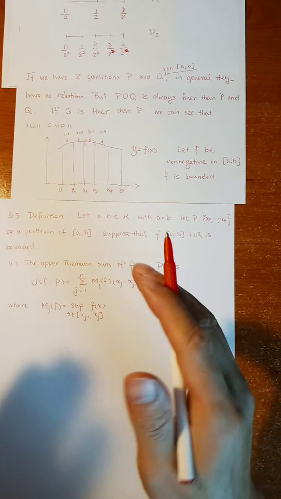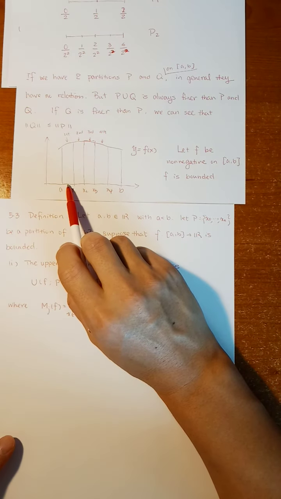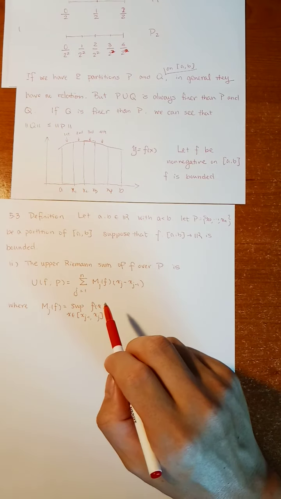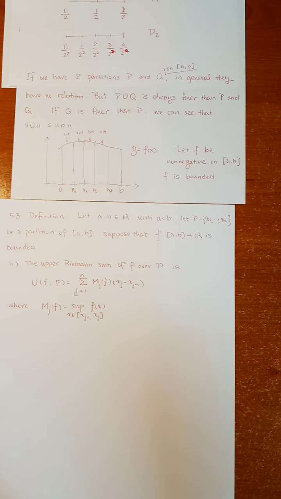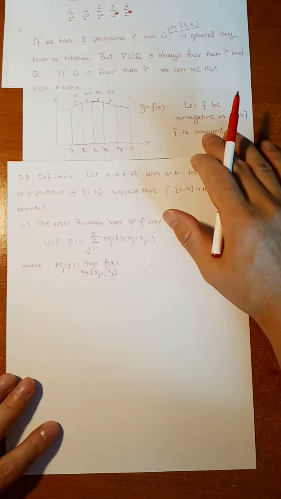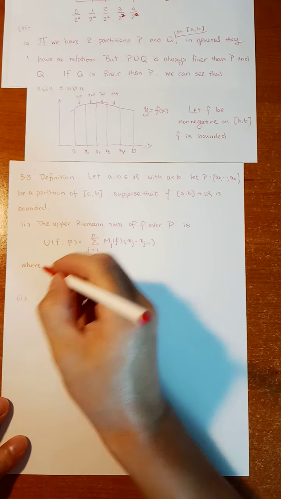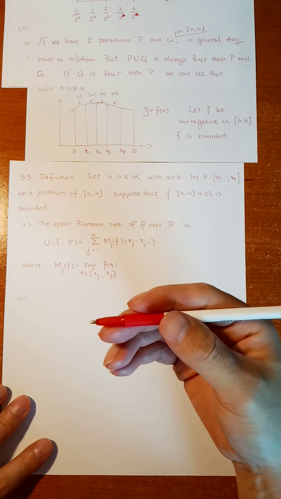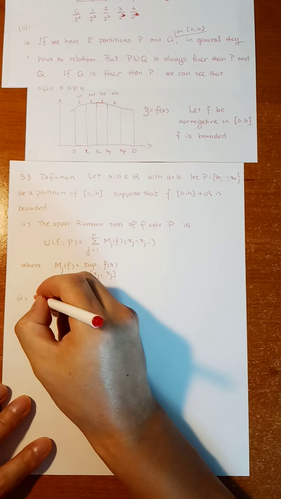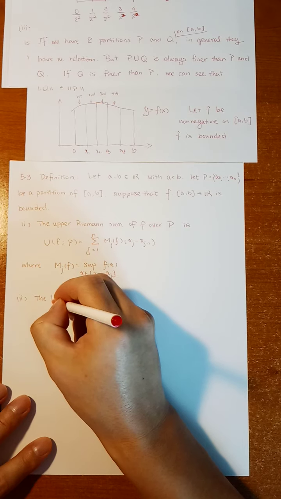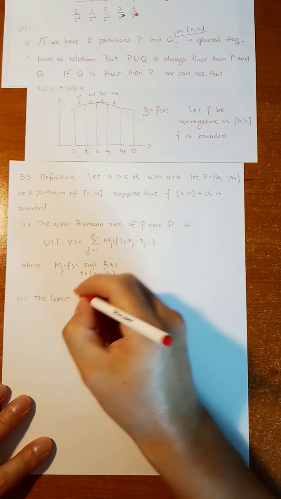Okay, so you do not just randomly pick up a sample point and measure the height. You choose the supremum. This is an upper Riemann sum. Of course, you can choose the supremum, you can also choose the infimum. The version for the infimum is called the lower Riemann sum.